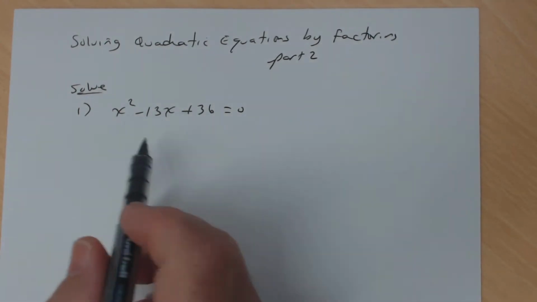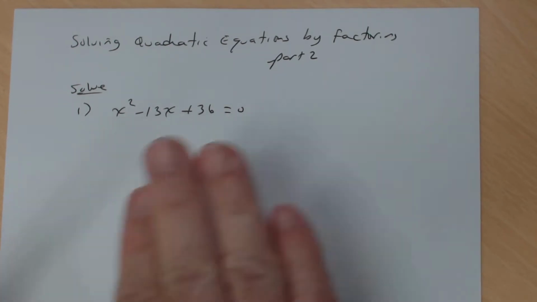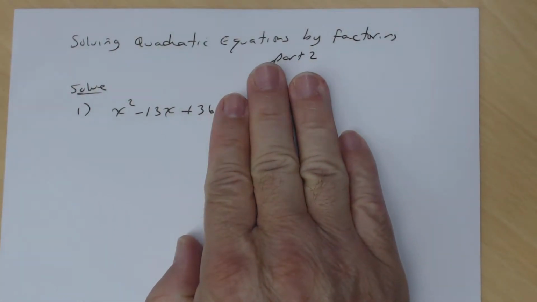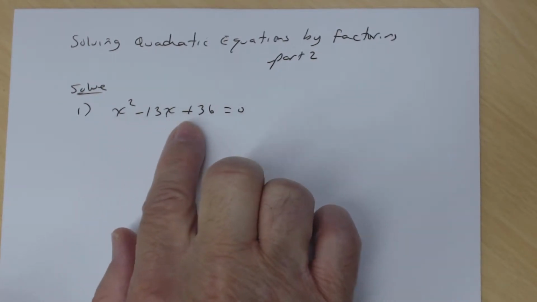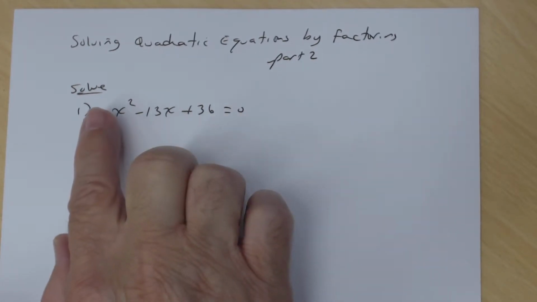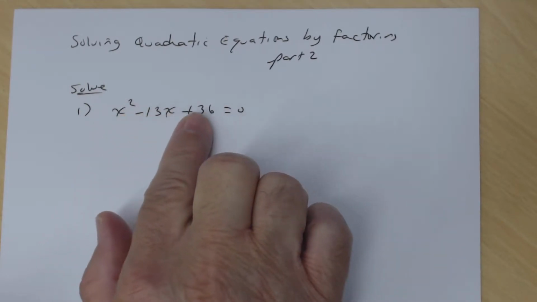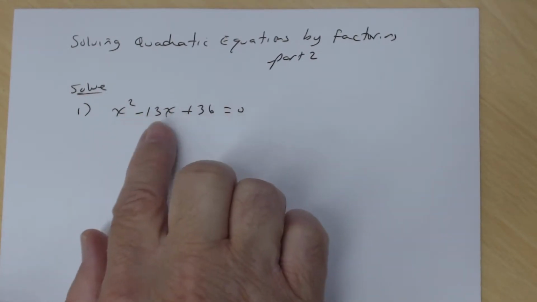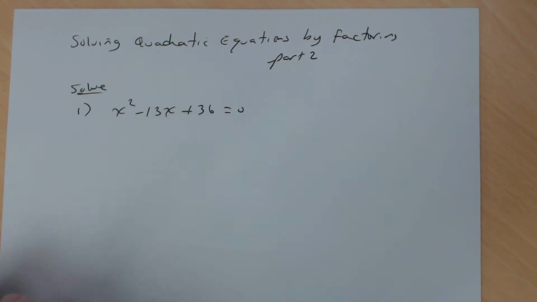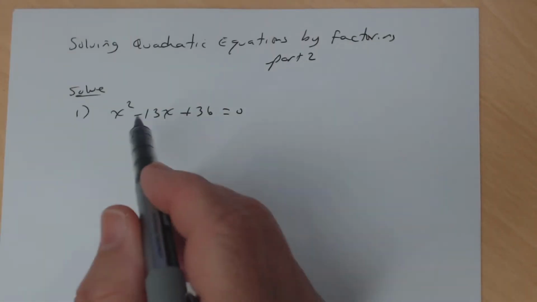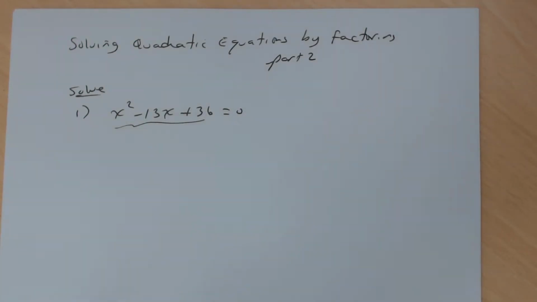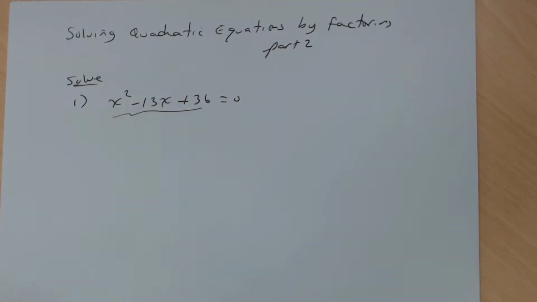So again, step 1 says to make sure it's in standard form and equal to 0, and it is. This is standard form, it's equal to 0, and it helps if it's in descending order. So step 1's already done. Step 2 says factor the quadratic expression. So on this side, we're going to factor, and that's where all of your techniques are going to be used.